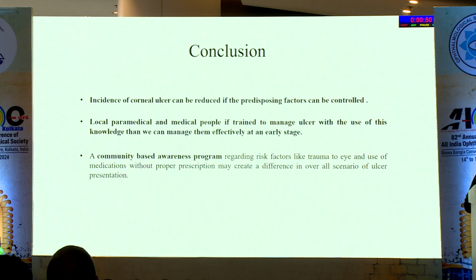In conclusion, I would like to say that the incidence of corneal ulcer can be reduced if the predisposing factors can be controlled. Local paramedical and medical people, if trained to manage and identify signs of ulcer, can help in early presentation of these diseases. A community-based awareness program regarding risk factors like trauma to the eye and use of medications without proper prescription may create a difference in the overall scenario of ulcer presentation.